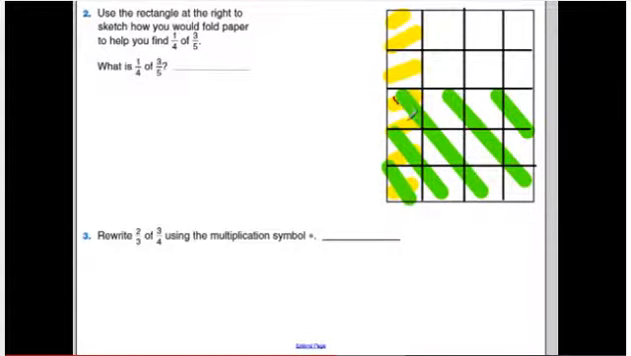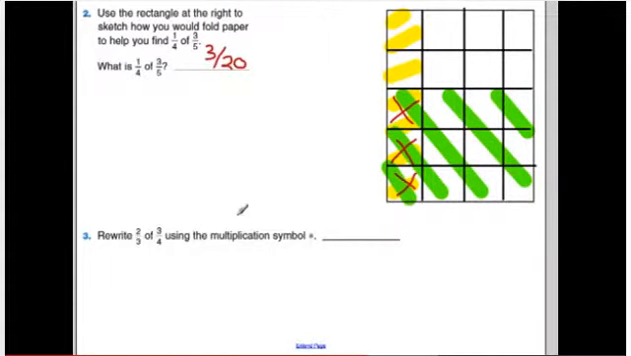Okay, and now we need to look at what parts were double shaded. We have this box here, and this box here. So what is 1/4 of 3/5? It would be 3 out of how many total boxes? 4, 8, 12, 16, 20. 3/20. Okay, that's the answer to our question.